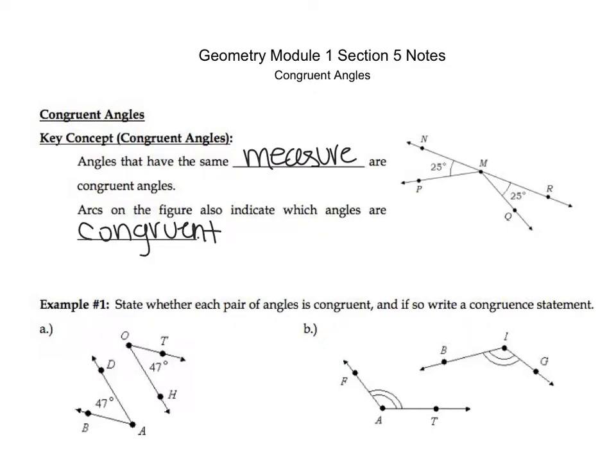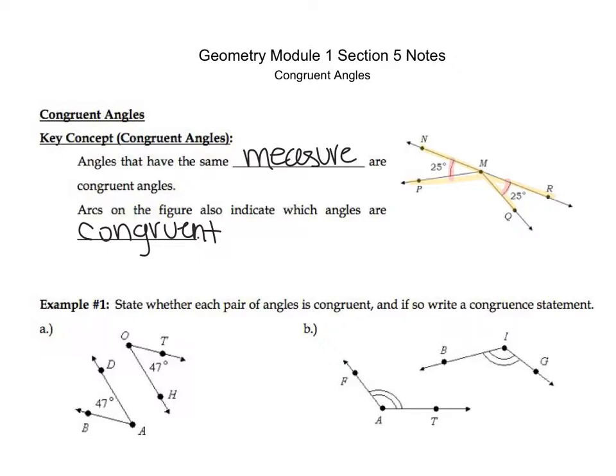So if I look at the image over here, my two angles are angles NMP and RMQ, which both have a measure of 25 degrees, so I know they are congruent. And if I also see these two arcs here, then even if their angles weren't 25 degrees, I would know by those arcs that they are congruent.